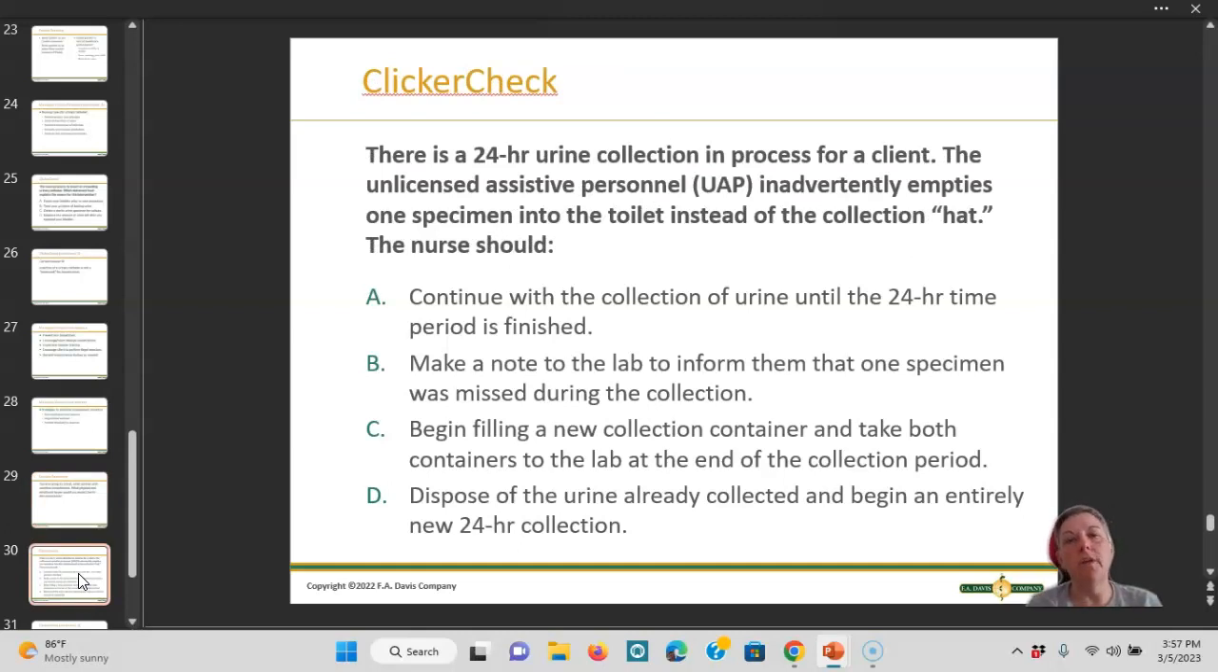All right, there's a 24-hour urine collection in progress. The unlicensed assistive personnel inadvertently empties one specimen into the toilet instead of the collection hat. What should you do? A: Continue the urine collection until the 24-hour time period is finished. B: Make note to the lab to inform that one specimen was missed. C: Begin filling a new collection container and take both containers to the lab at the end of the collection period. Or D: dispose of the urine already collected and begin an entirely new 24-hour collection. What would you do?